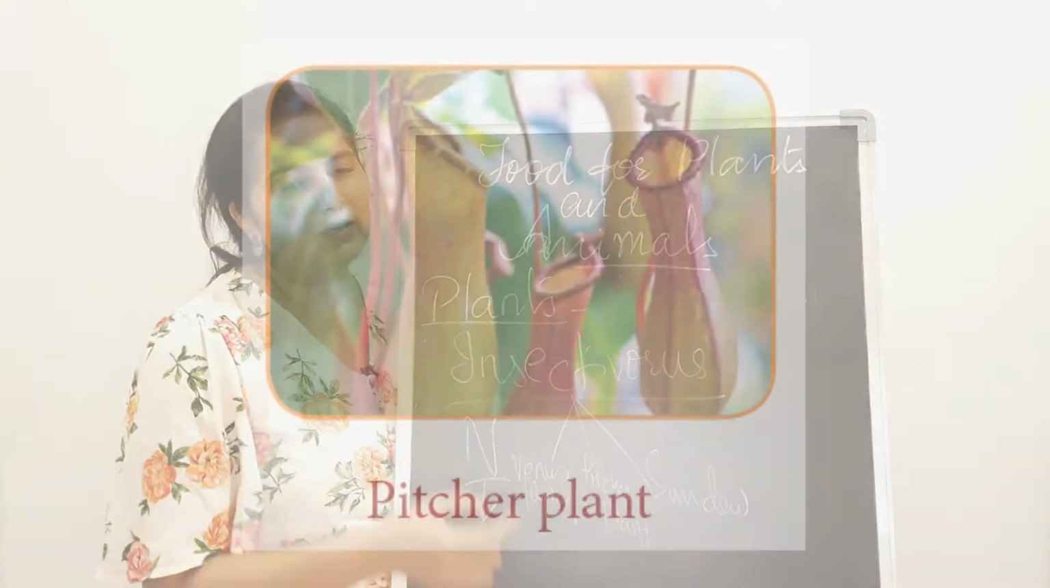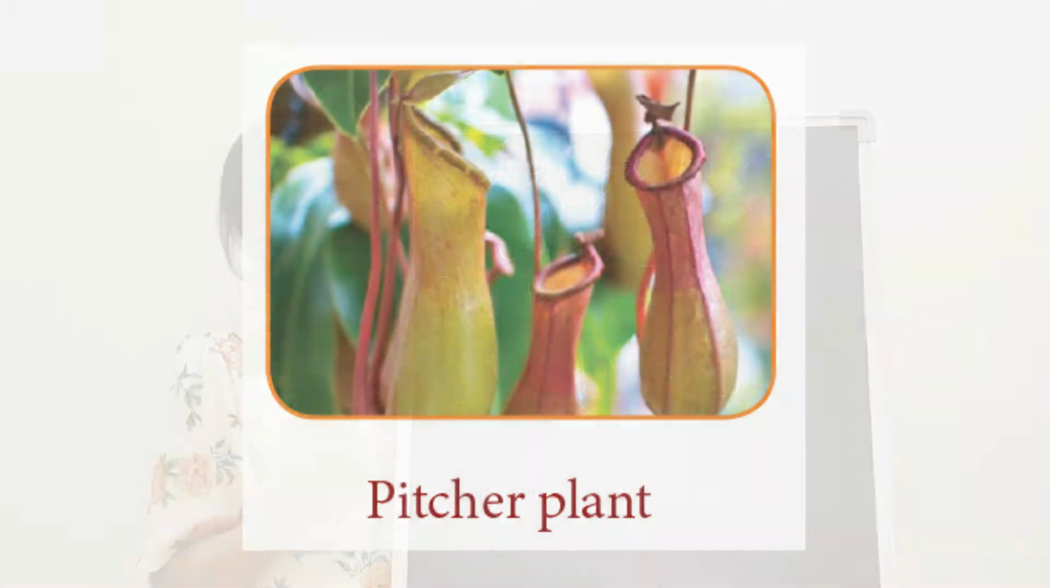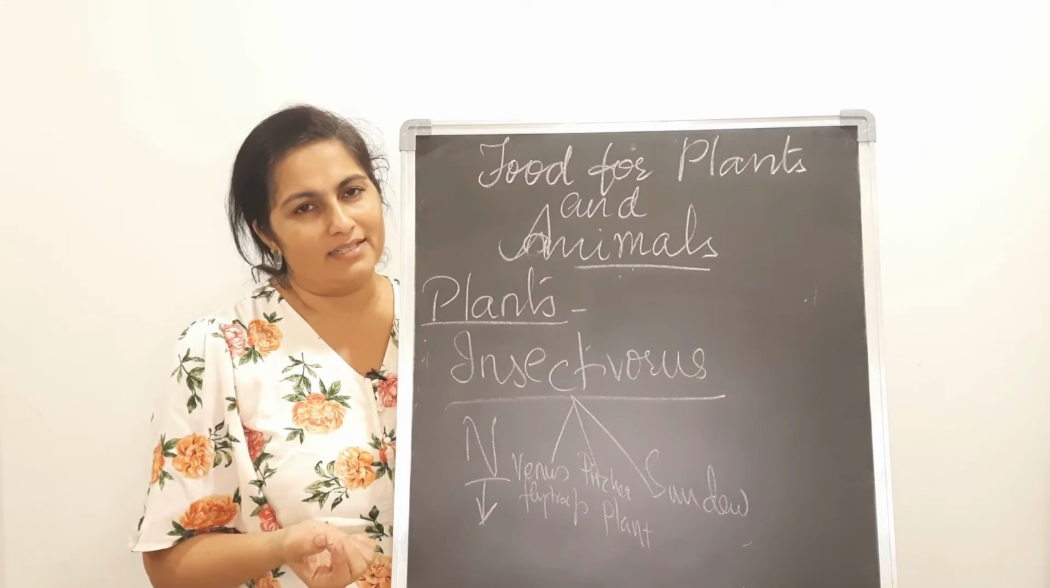The second one is the pitcher plant, shaped like a pitcher. The moment a fly or an insect sits on the pitcher, it will close its lid, or it will close the plant, and inside the pitcher there are digestive juices which will digest the insect.